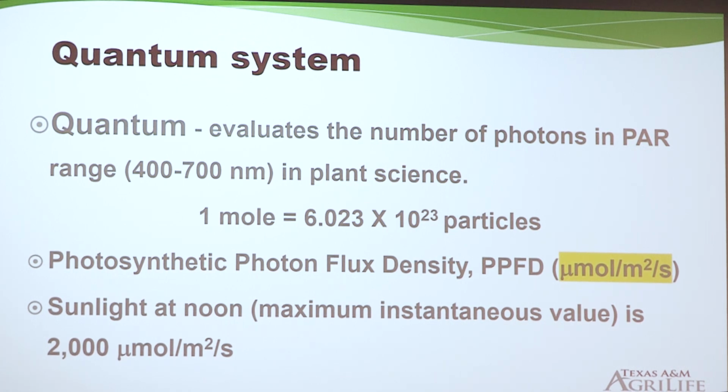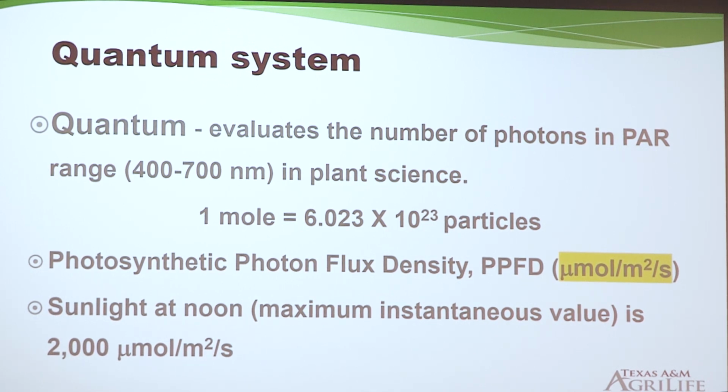So the quantum system evaluates the number of photons in the PAR range. Remember that in the first slide I showed you that light consists of photons. So the quantum sensor is counting the photons in a defined range, which is the PAR range, the range that is useful for photosynthesis.